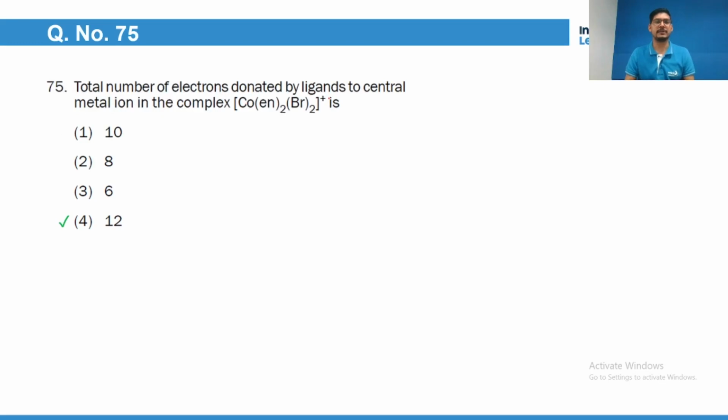Total number of electrons donated by ligands to central metal ion in the complex. We are talking about the number of electrons donated. en is a bidentate ligand, and there are two ligands of this type. Each ligand has 2 donor atoms, so 4 electrons donated, and then 2 multiplied by 2, right? So 8 plus 4, which is 12, right? So this is the correct answer.